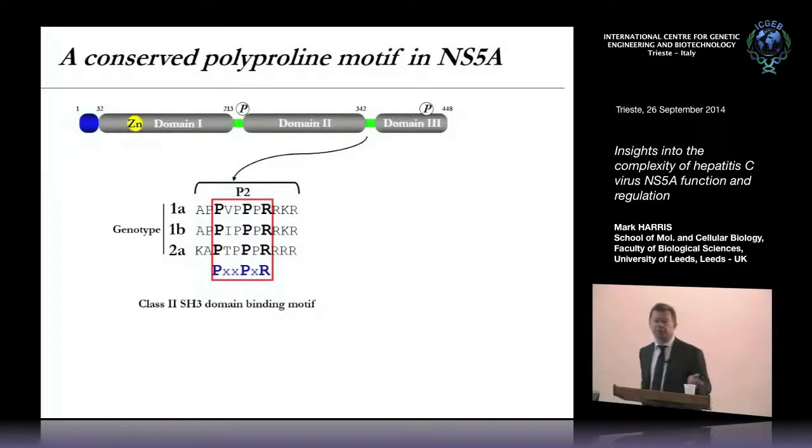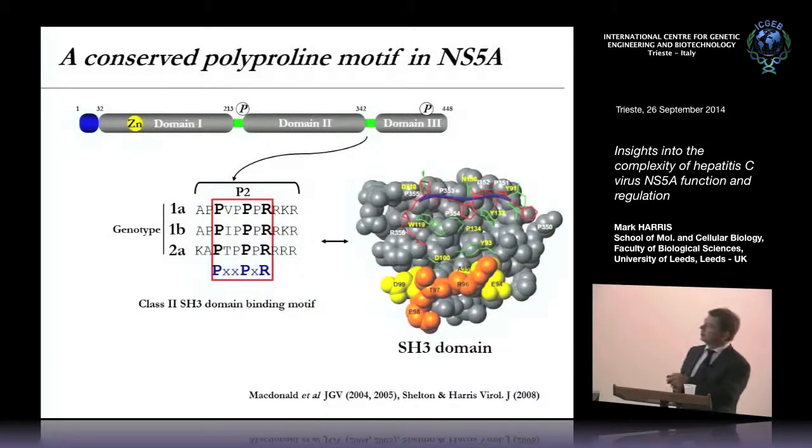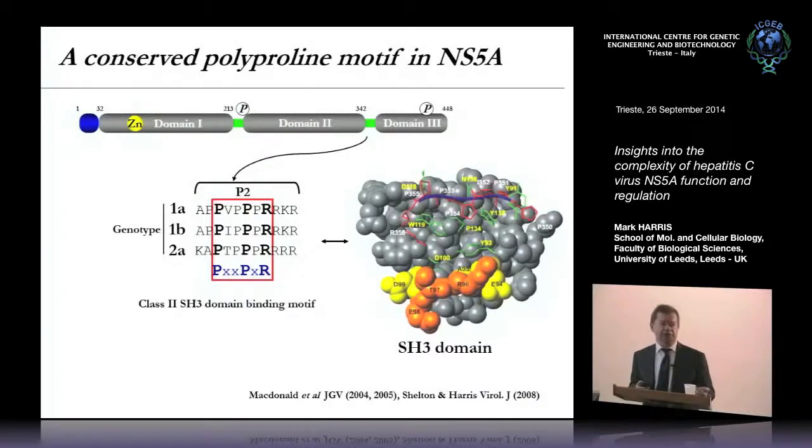There are seven different genotypes of the virus. But every one of the thousands and thousands of HCV isolates that are in the database has this sequence here, the conserved prolines and the arginine. And we've shown in our lab in a number of studies that it interacts with SH3 domains, and this was work done several years ago where this is modeling the peptide from an NS5A bound into the crystal structure of an SH3 domain, and we've shown interactions with a number of different SH3 domains.